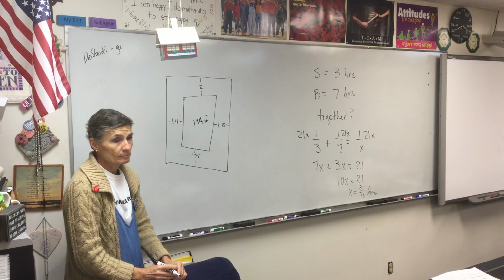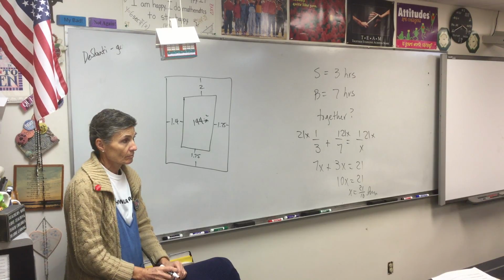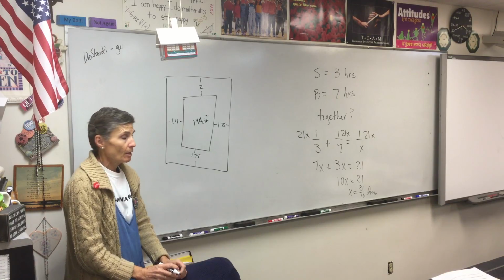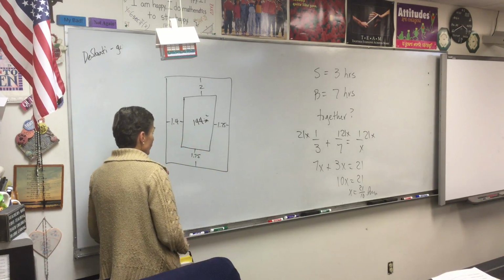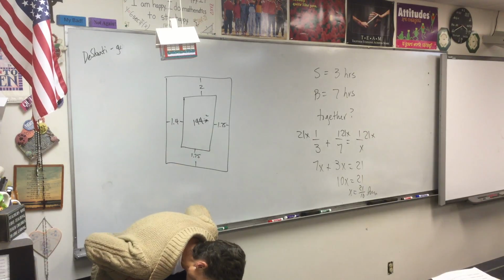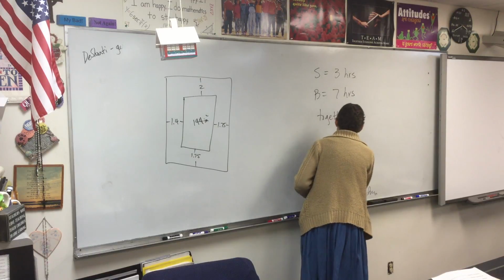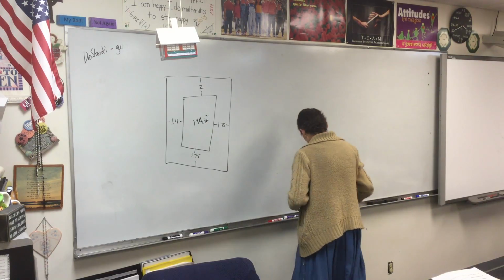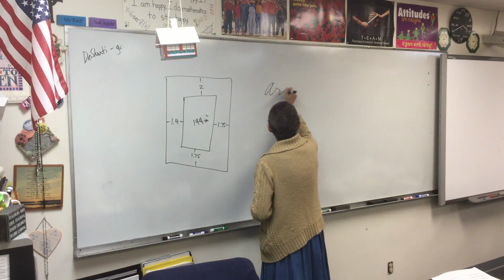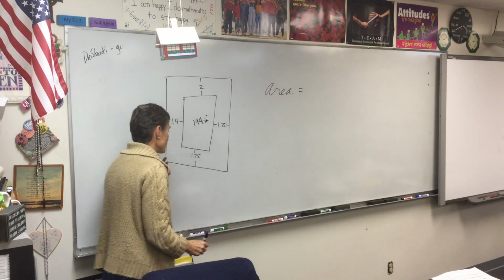Okay? You all right with that? Okay. Now, what do we want to do? We want to find the minimum area. So we need an equation for area. How do we find area? It's a rectangle. Length times width.